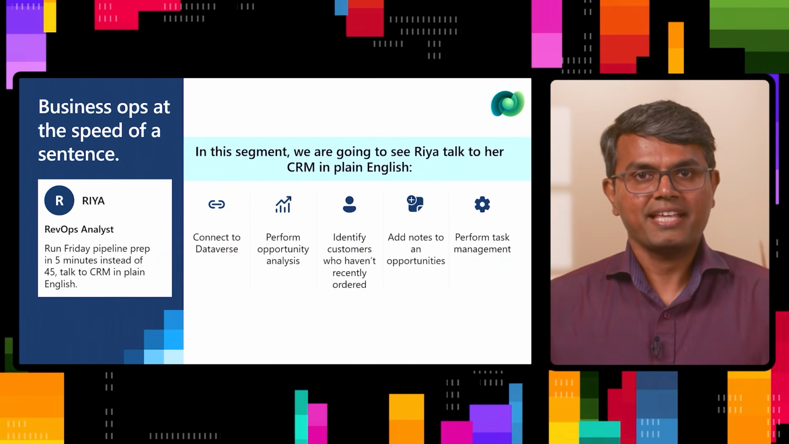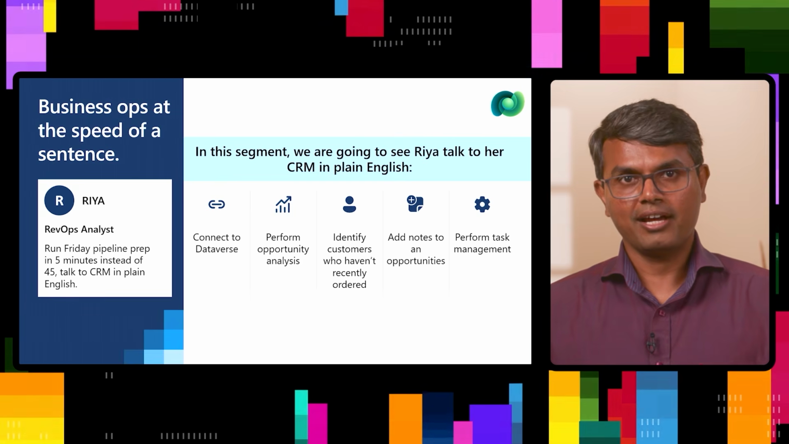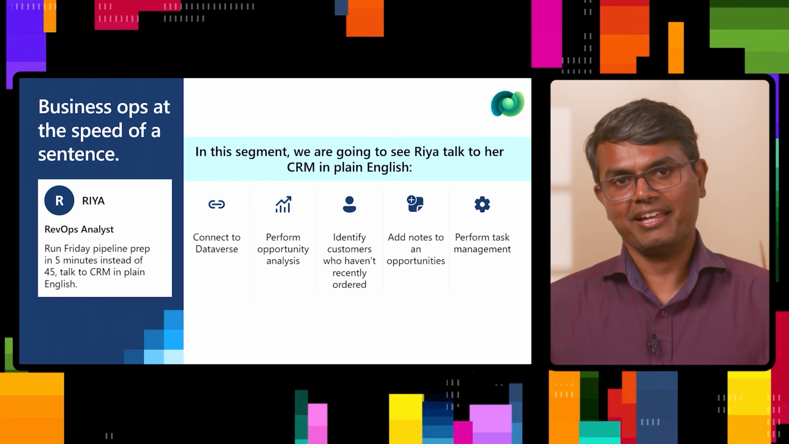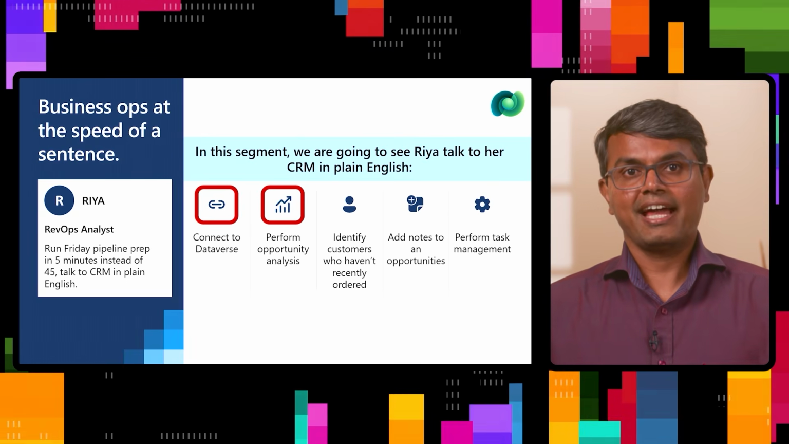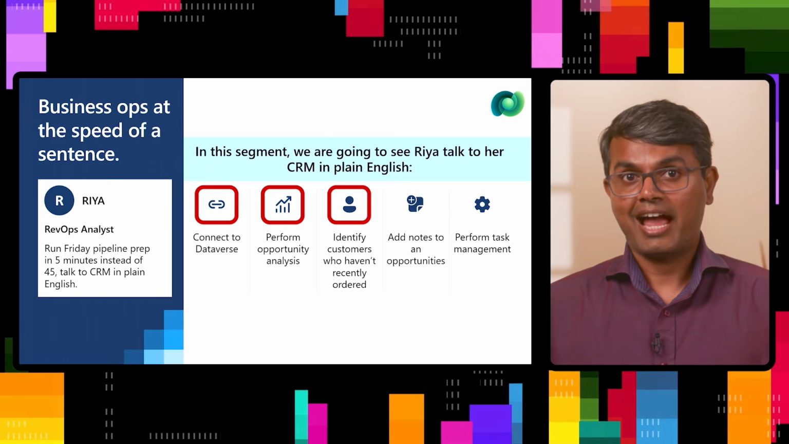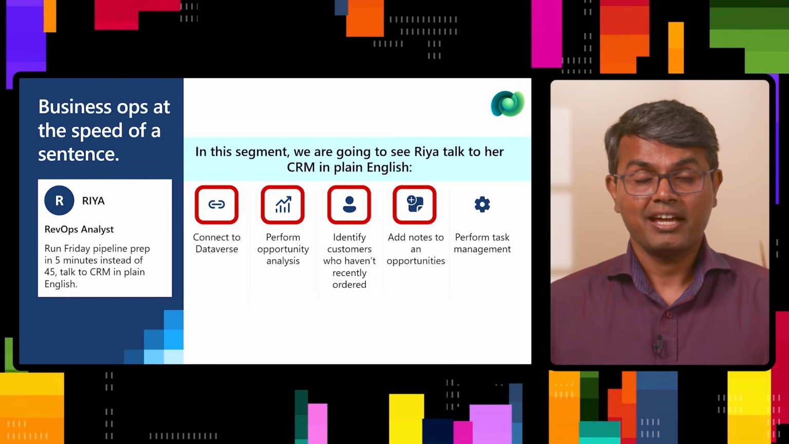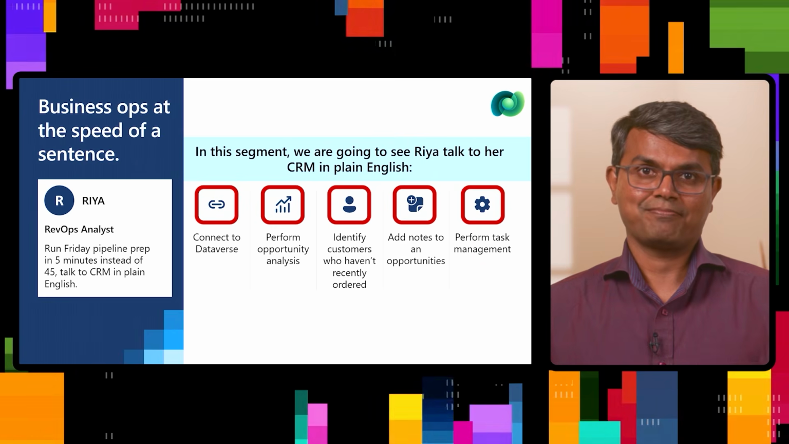Now, let's go ahead and shift gears and see what Riya is up to. Riya is a DevOps analyst, and in this segment, we are going to see how Riya converses with CRM in plain English, connect to Dataverse, perform opportunity analysis, identify customers who haven't recently ordered, add notes to opportunities, and even perform some task management, all in natural language.